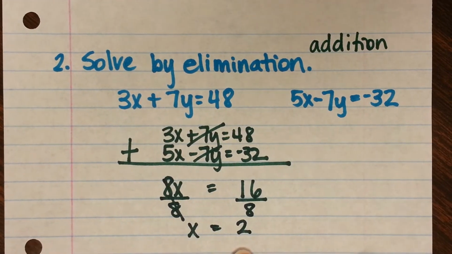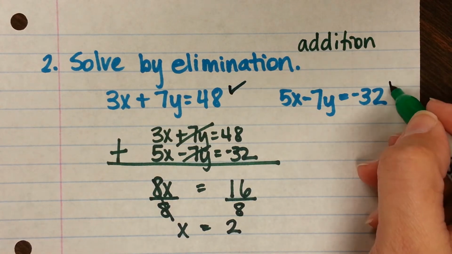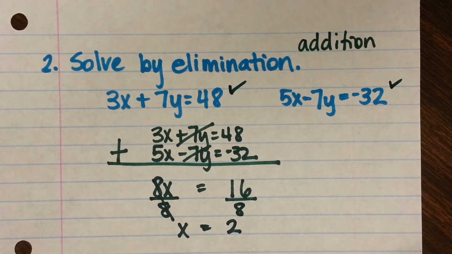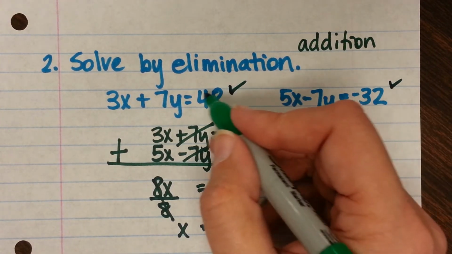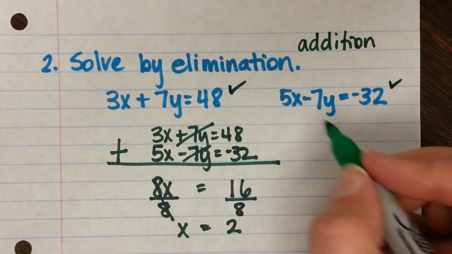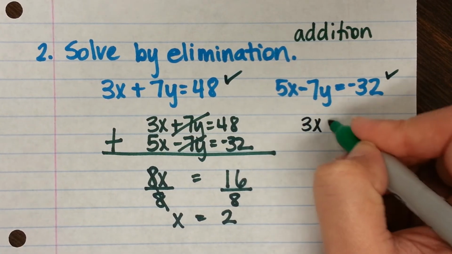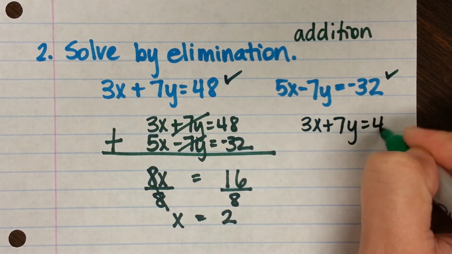Now that we know what x is, we can put it back into either of the original equations to be able to solve for y. So I'll just pick one. I'll use this one. It looks easier. There's no negatives in it. So 3x plus 7y equals 48.